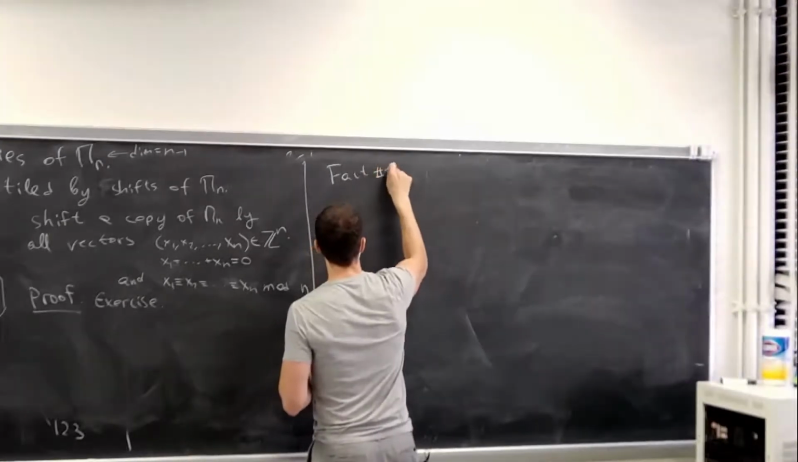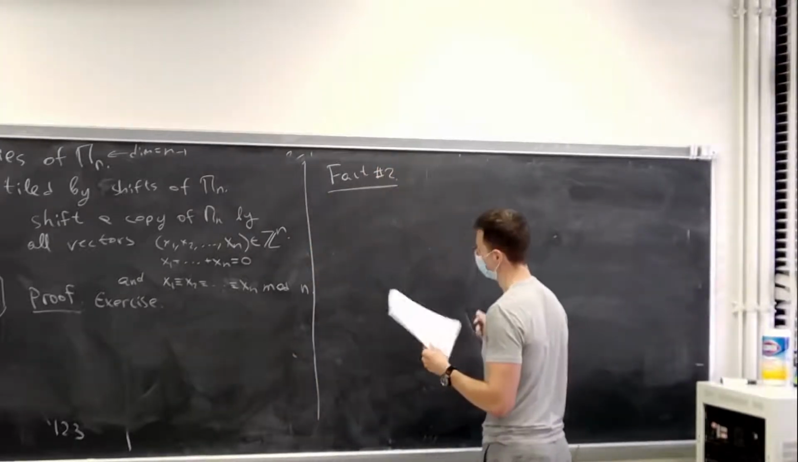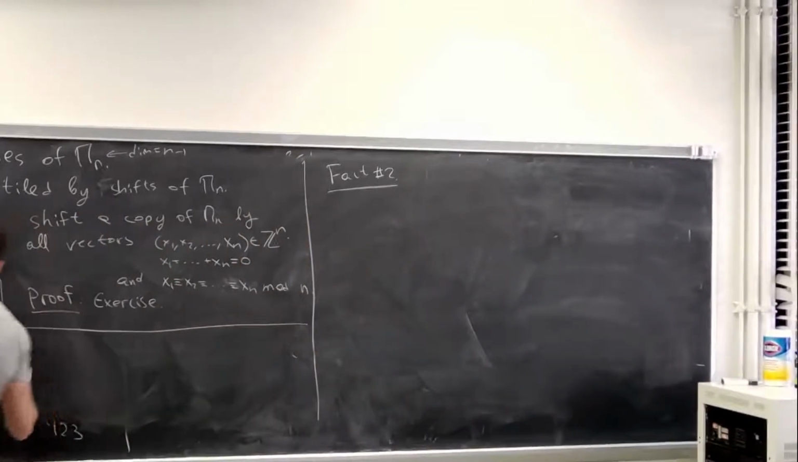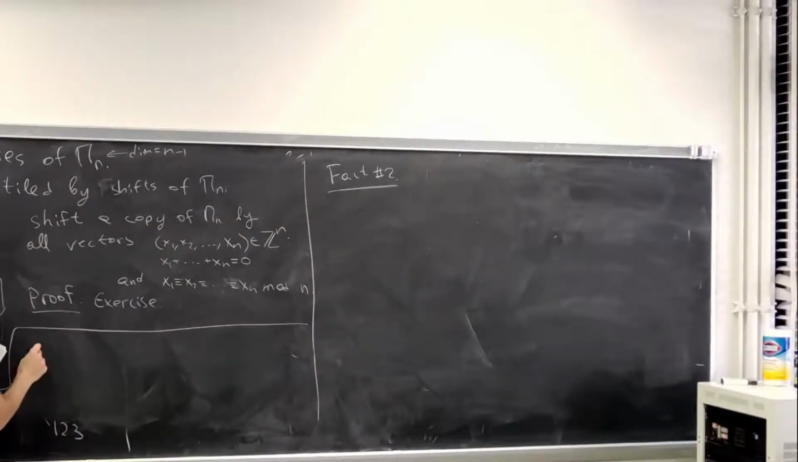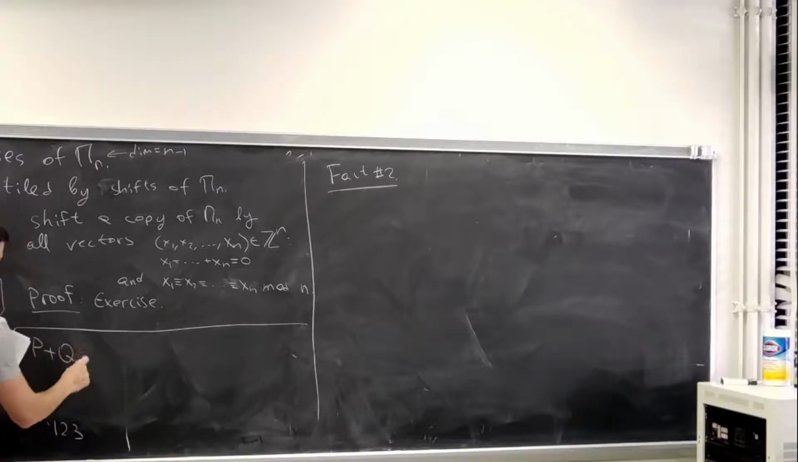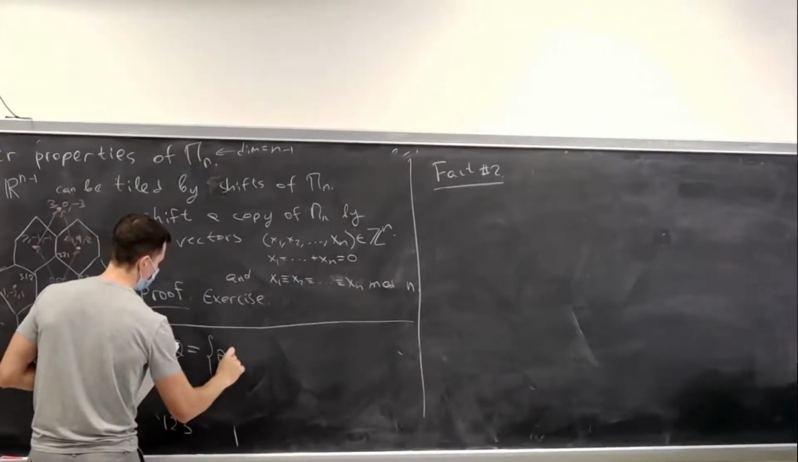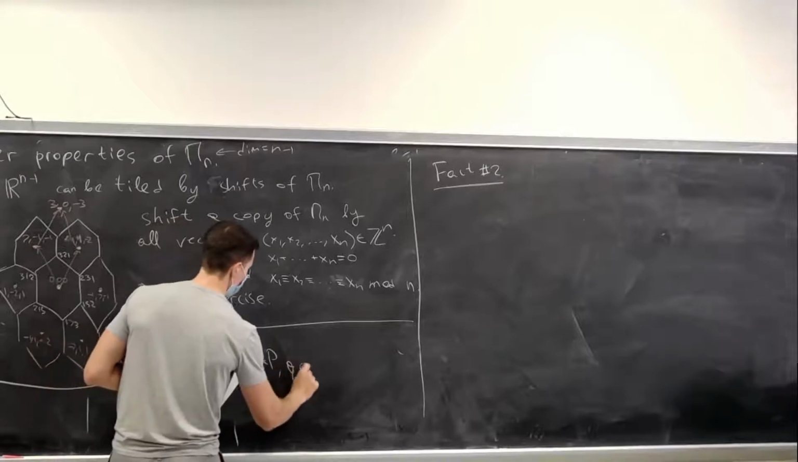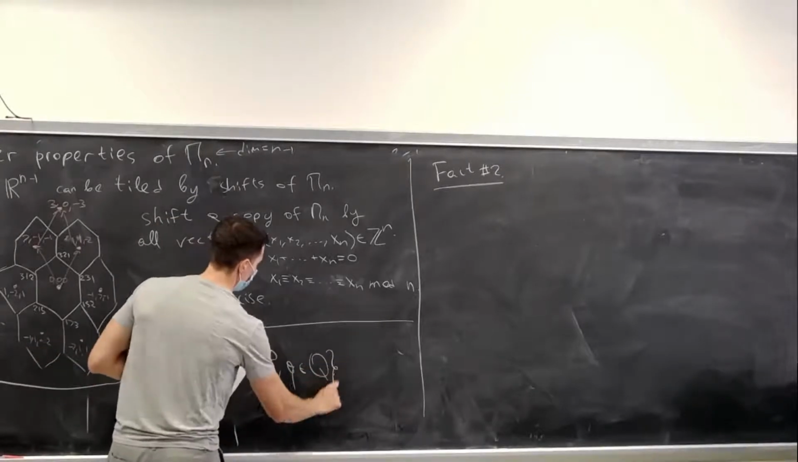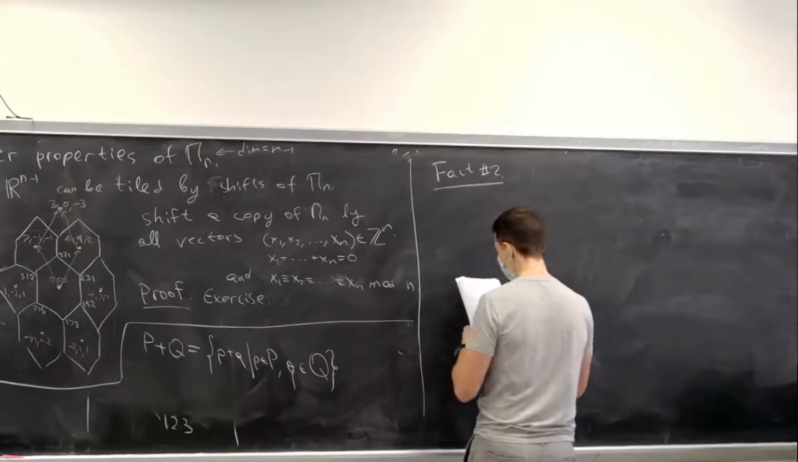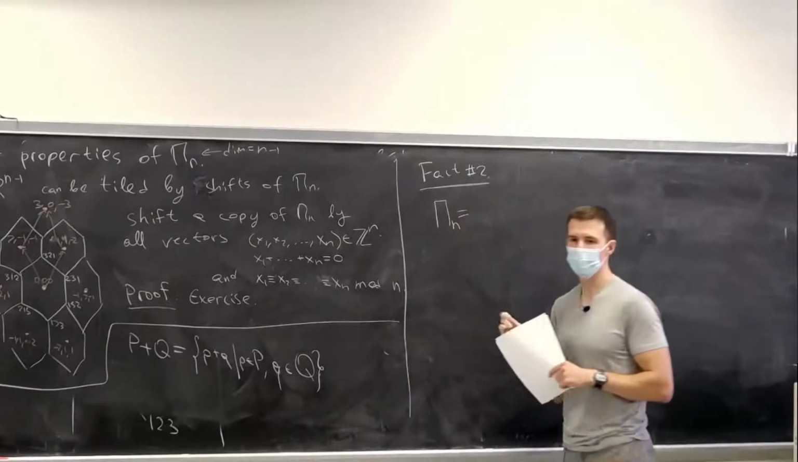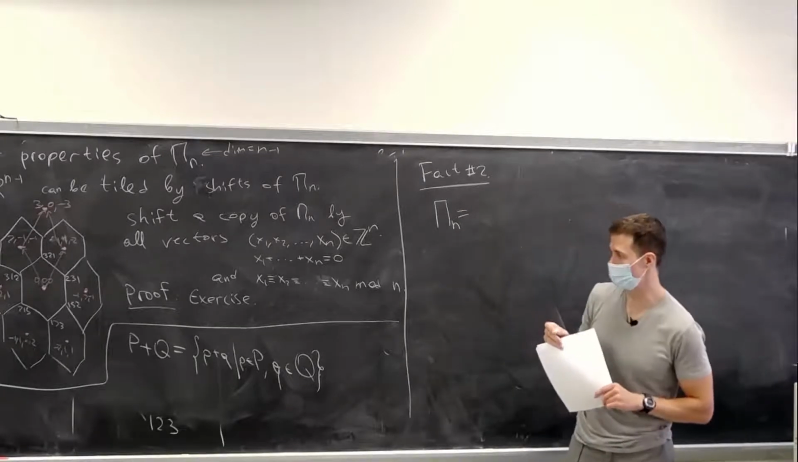Fact number 2 is that, well, I have to remind you about the Minkowski sum. Remember, if you have two subsets of R to the n, P and Q, then their sum is just the set of all pairwise sums. So the claim is that the permutohedron is the Minkowski sum of a bunch of smaller polytopes.